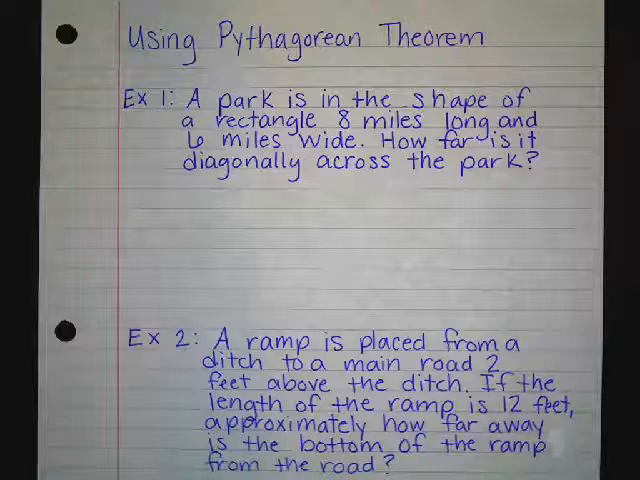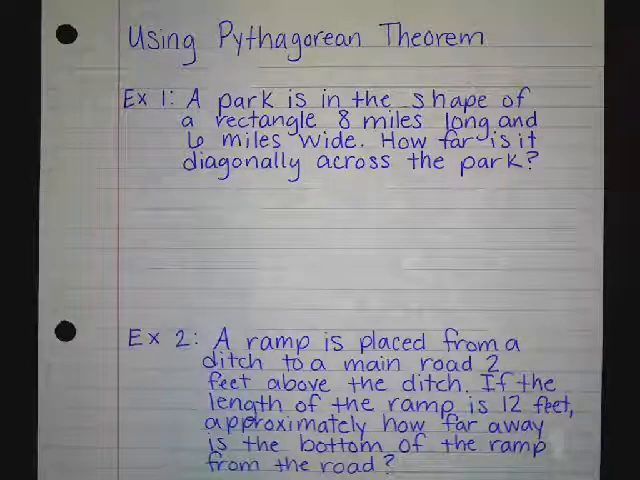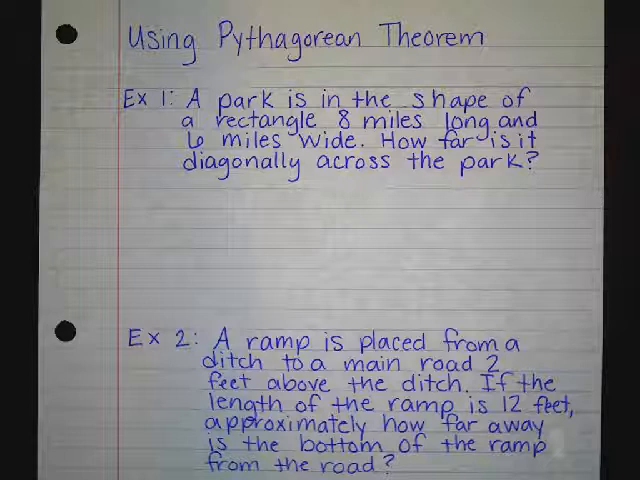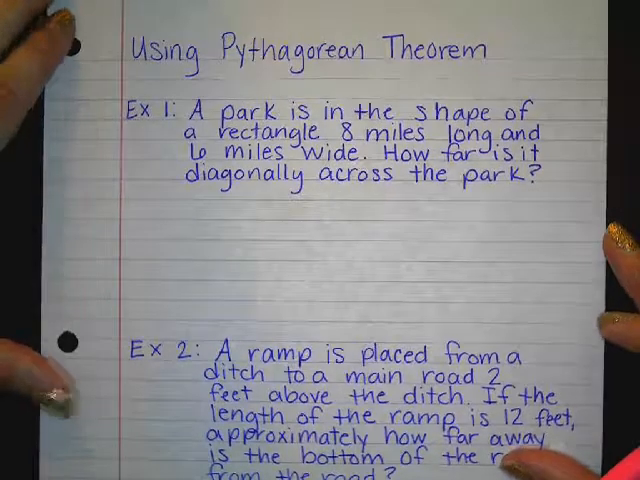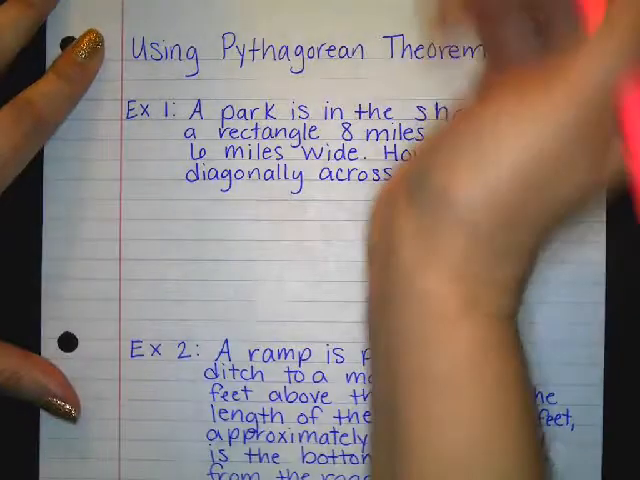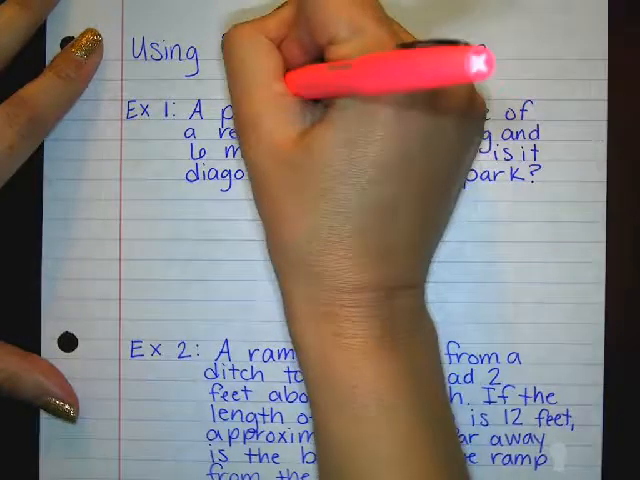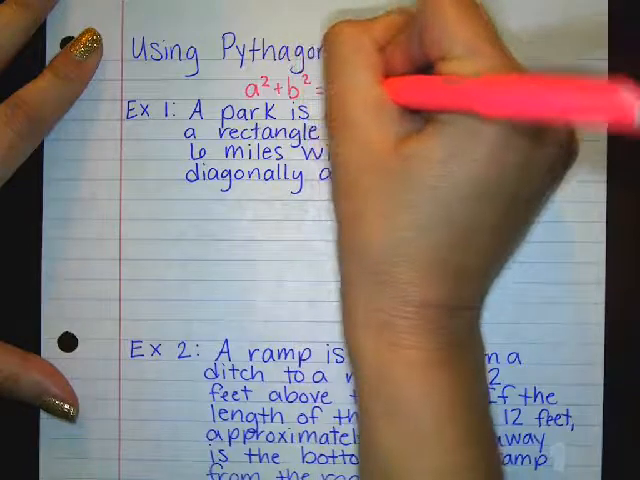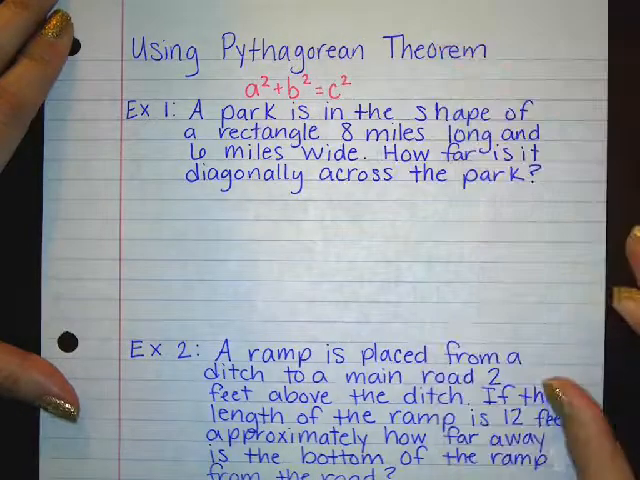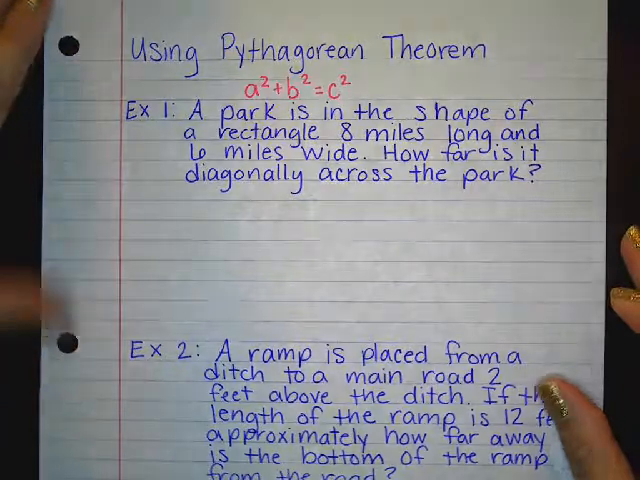Today we're learning how to use the Pythagorean Theorem in word problems. So I have two examples that I'm going to show you today that are similar to what you'll see on your homework. So remember, the Pythagorean Theorem is a squared plus b squared equals c squared. So that's the equation that we're going to be using on all of our problems.